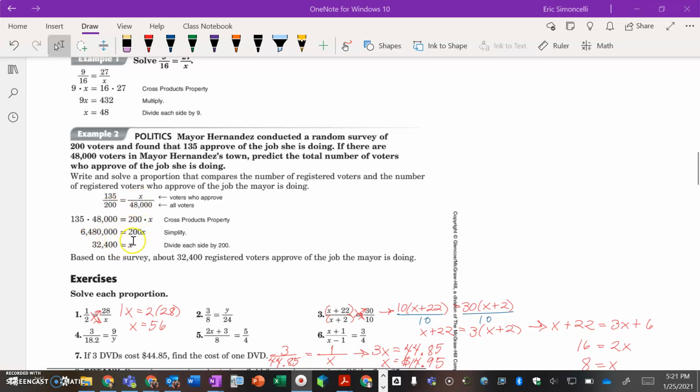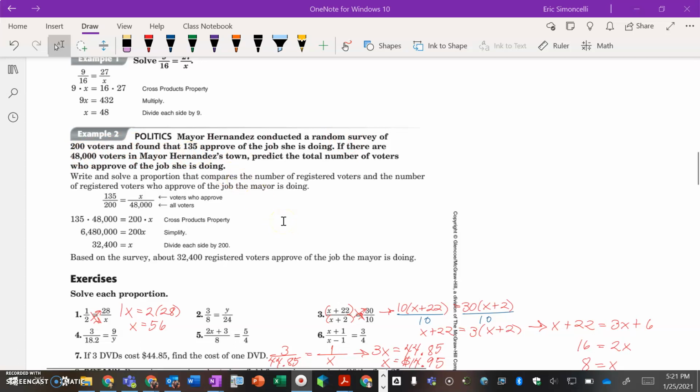So dividing both sides by 200 there, you see, as it turns out, x is equal to 32,400. So based on the survey, about that number of people who are registered voters will approve of the job that she is doing. If we were to actually compile the data on this, who knows how close to 32,400 you would actually get, because maybe this random survey, who knows, maybe this random survey isn't as accurate as it could be.